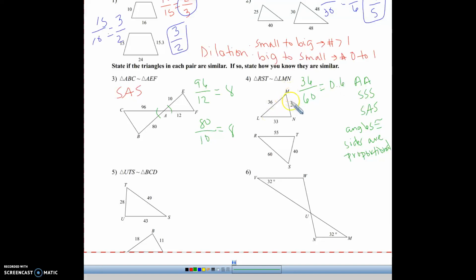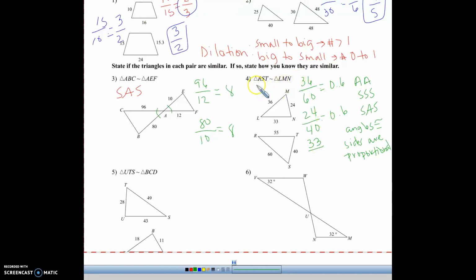Okay, now another side, MN, 24. MN is the last 2 letters, so it goes with ST, which is 40. And 24 divided by 40 is 0.6. Now, I can't stop there. I do have to check the third set of sides. So LN, 33.